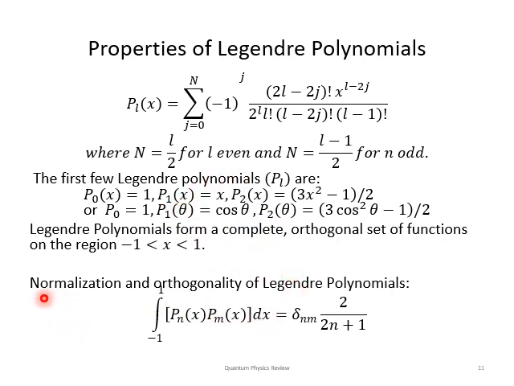The normalization and orthogonality conditions for Legendre polynomials are that the integral from minus 1 to 1 of the product of two Legendre polynomials is 0 if they're not the same polynomial. That means that they're orthogonal, and it has a value of 2 over 2n plus 1, where n is the order of the polynomial, otherwise. So if you brought that 2n plus 1 over 2 to that side, then this would be normalized.